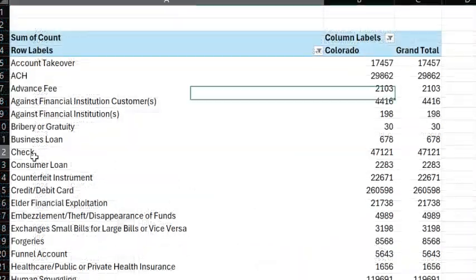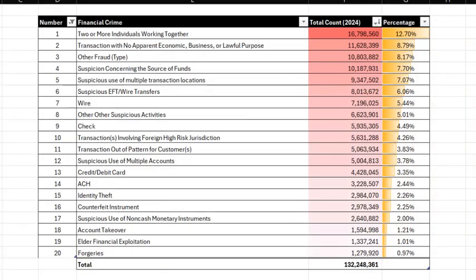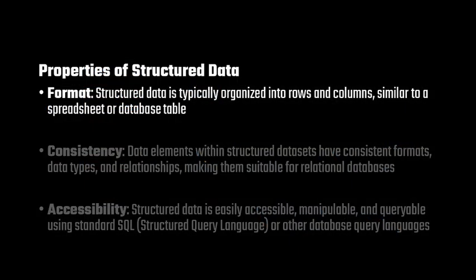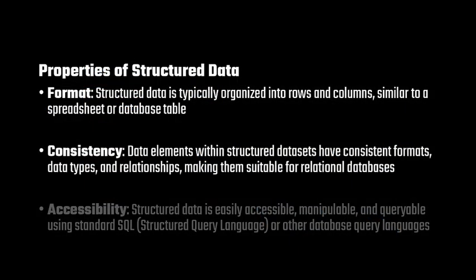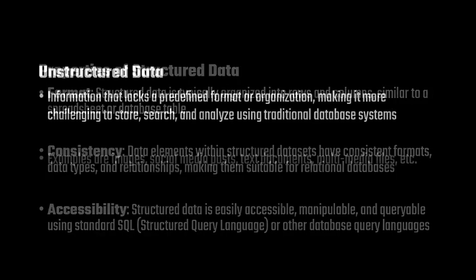The key characteristics of structured data include: structured data is typically organized into rows and columns, similar to a spreadsheet or database table. Data elements within structured datasets have consistent formats, data types, and relationships, making them suitable for relational databases. Structured data is easily accessible, manipulable, and queryable using standard SQL, structured query language, or other database query languages.